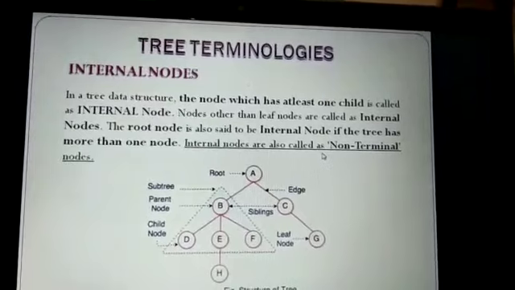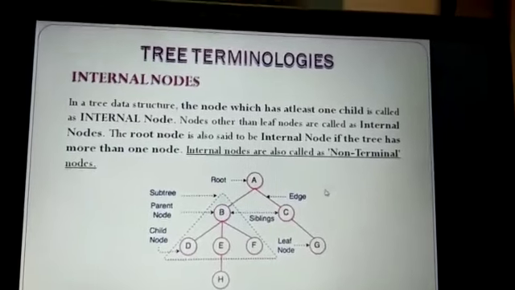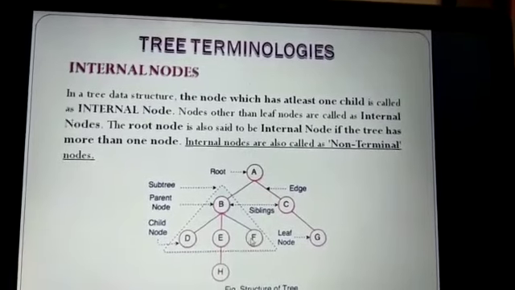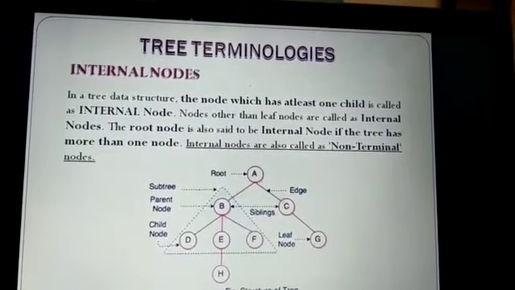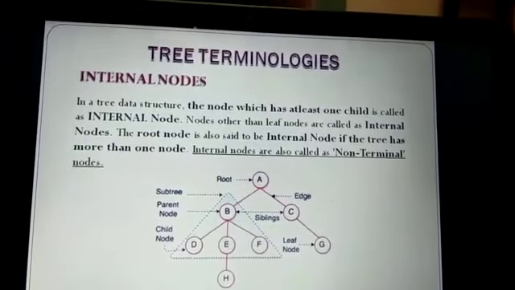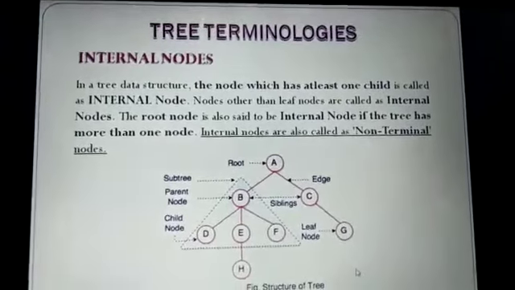Another name for internal nodes is non-terminal nodes. In this example, except D, H, F, G, the other nodes are called internal nodes, because A, B, C, E are internal nodes.